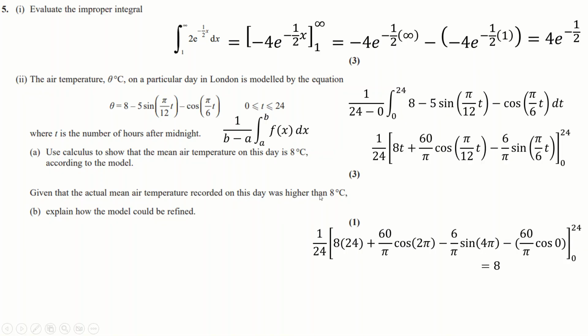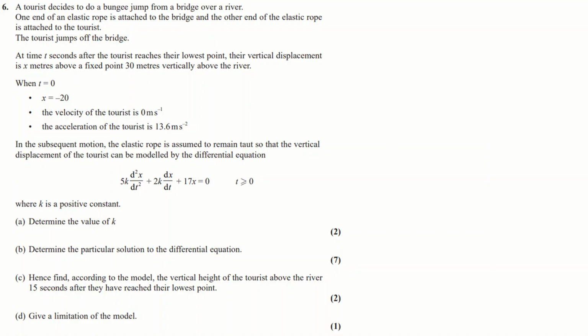Given the temperature was higher than 8, how could we refine this model? Well, we could get a mean value higher than 8 by just making this value a bit bigger, right? Because that would just raise the entire function a little bit, and that would therefore raise the mean by that same amount. So let's just increase 8 at the front by a little bit, and that would refine the model a bit. Cool. Question number 6.